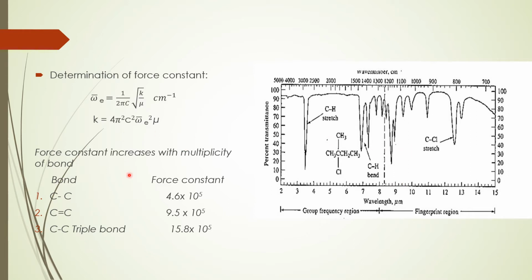Therefore, k is the force constant, which you can calculate by just seeing the spectrum. Force constant increases with the multiplicity of the bond. For C single bond C, it is 4.6 into 10 power 5. For C triple bond C, it is 15.8 into 10 power 5. As the force constant increases, the strength of the bond also increases.